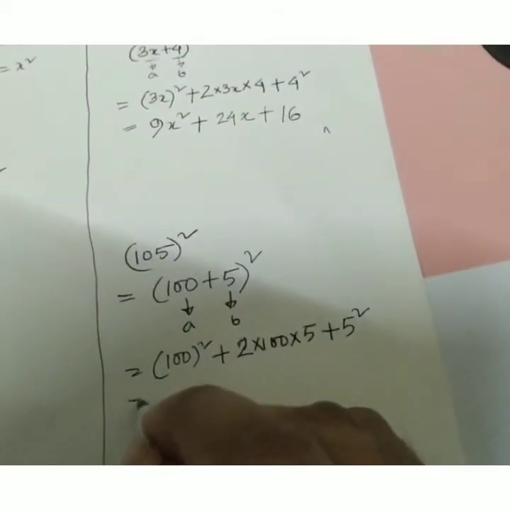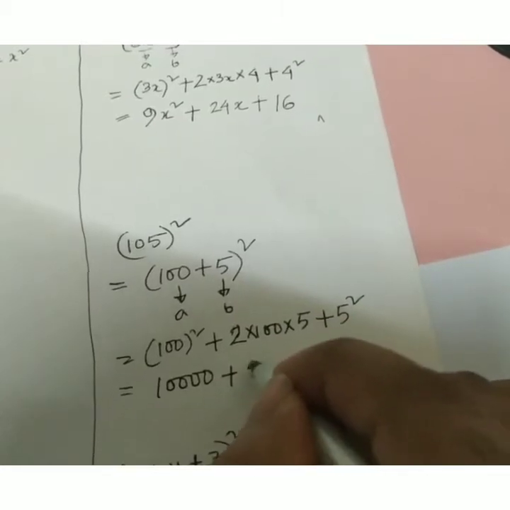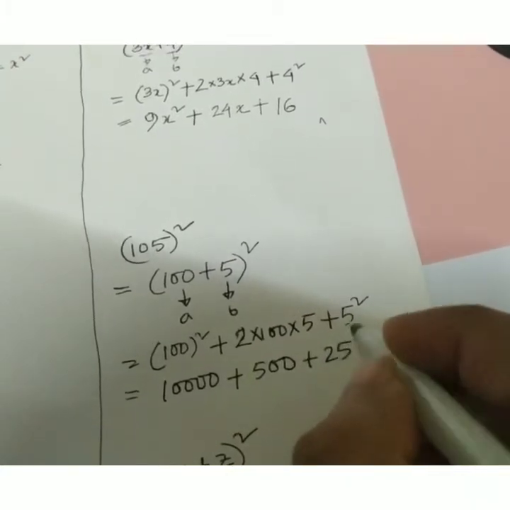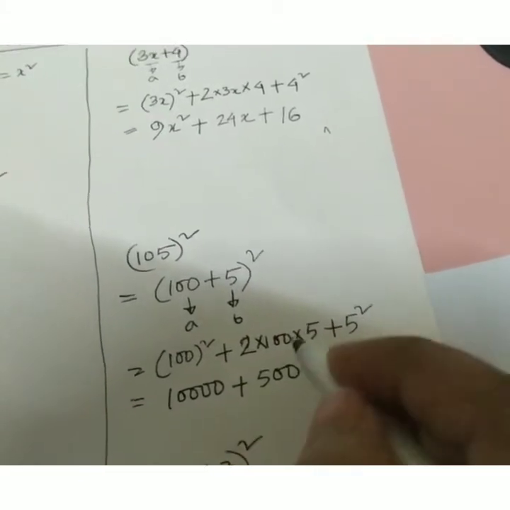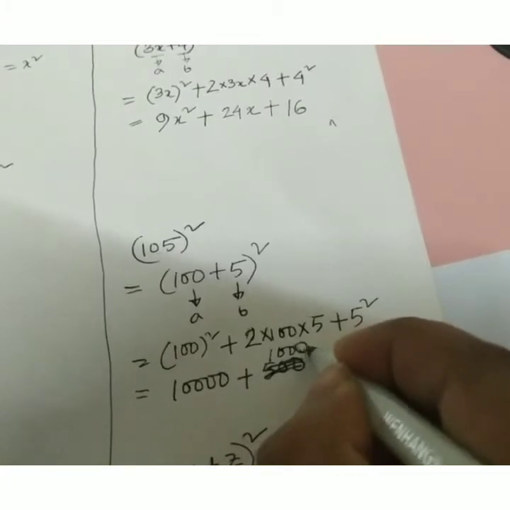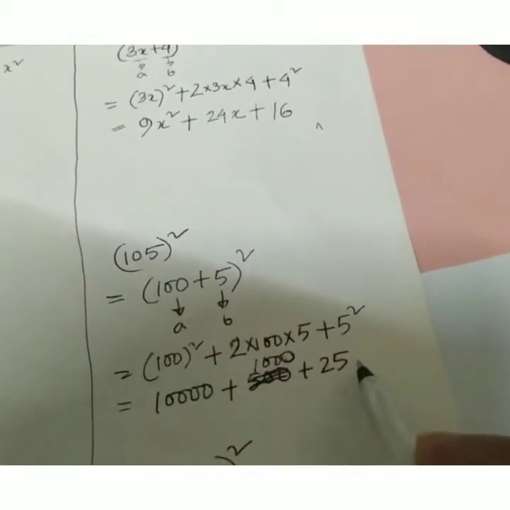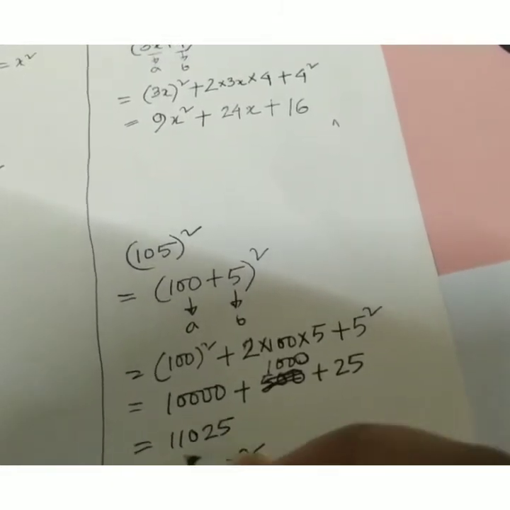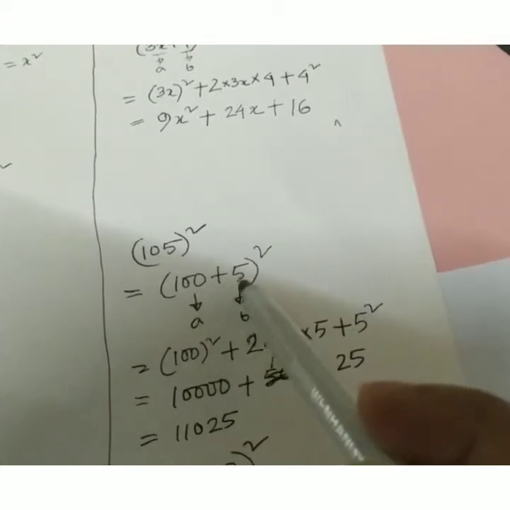Okay, so 100 square is 10,000 plus 2 into 100 into 5 is 500 plus 25. Okay, so 100 square plus, sorry, 2 into 5 is 10, I'm sorry, my mistake. 2 into 5 is 10, 10 into 100 is 1000. So 10,000 plus 1000 plus 25. So 10,000 plus 1000 is 11,000. 11,000 plus 25 is 11,025. So this is my required answer, right? So we can also find the square of a number by just distributing it in this way.